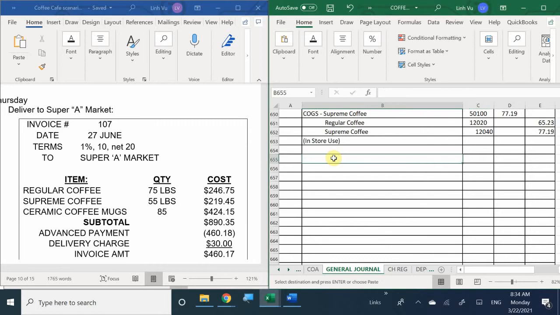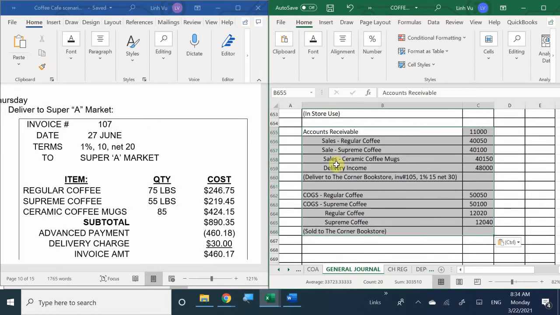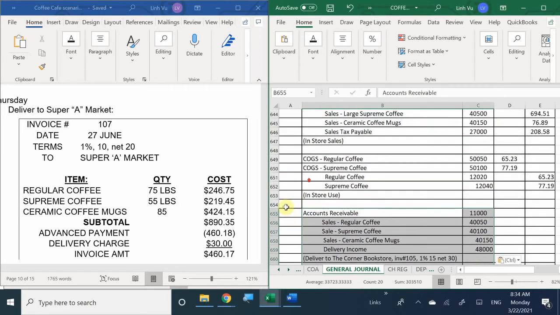All right, that should be definitely enough lines for you to fill out all that information. Okay, so today's the 27th. Oh, we got accounts receivable. I'm going to use that to have my formula in there. What was the sales for regular coffee? 246.75.